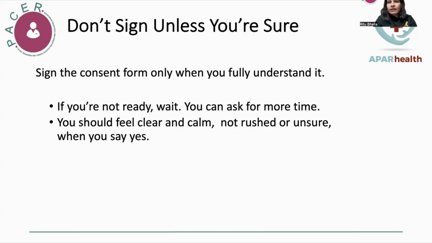Don't sign the consent unless you are really sure. After getting clarity, after talking to the CRC and reading all the consent form points, if you have understood the trial information sheet and the pointers correctly, then only when you are 100% sure should you go ahead and sign the form. If you're feeling like, I'm not ready, then wait, you can ask for more time. You should feel clear and calm, not rushed or unsure, when you say yes.